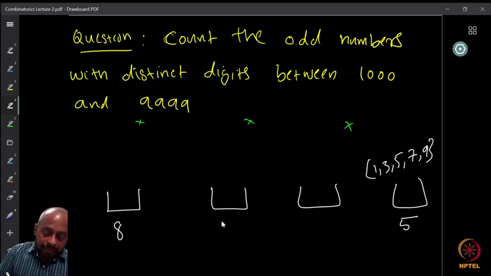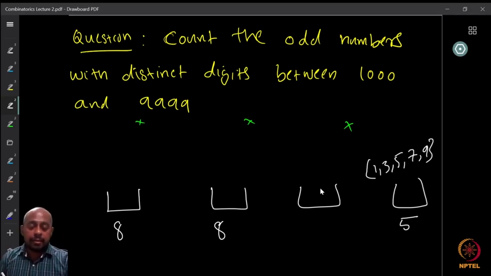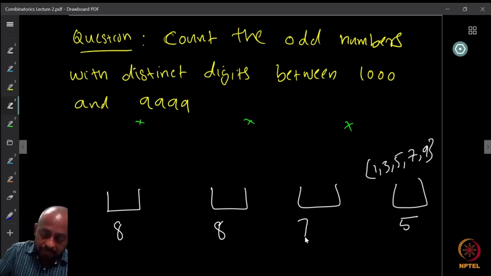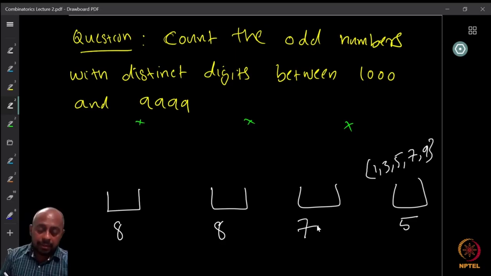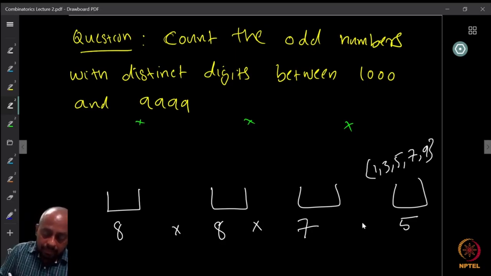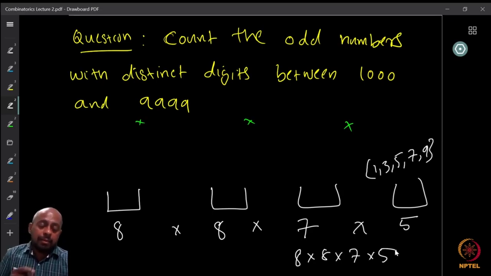Now, to select the second digit, how many ways can I do it? The second digit can be any of the 10 digits, 0 to 9, but I cannot use the first digit as well as the last digit. So 8 choices are there for this. And then for the third digit, I cannot use the first digit, the second digit, and the last digit. So out of the 10, I have 7 choices here. So there are 8 into 8 into 7 into 5 possible numbers with this property.